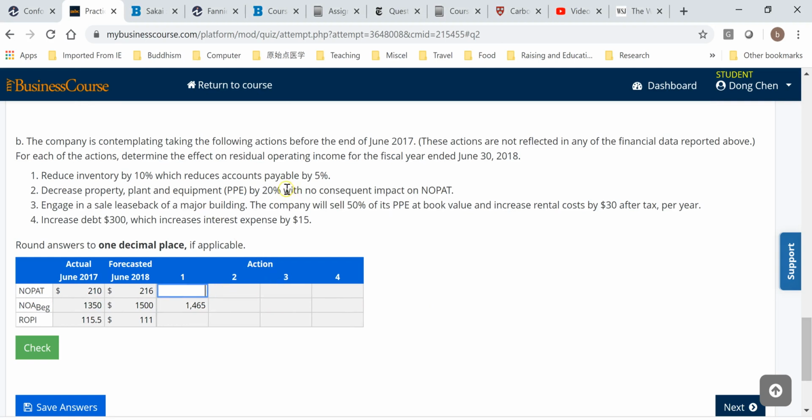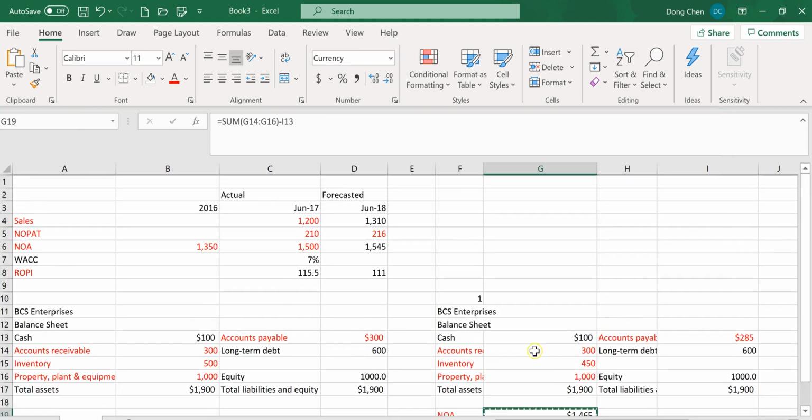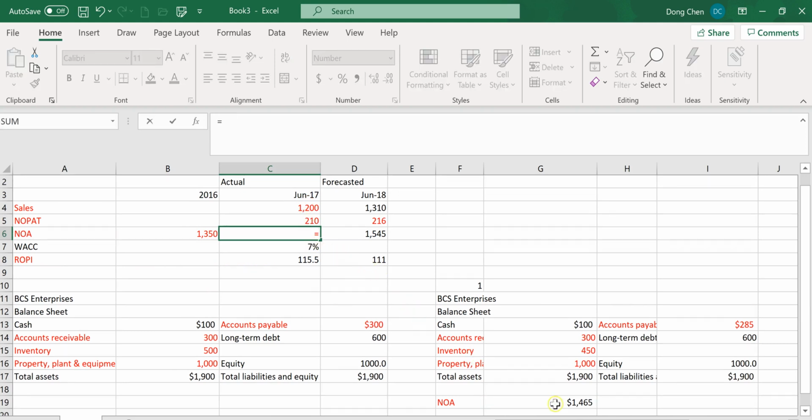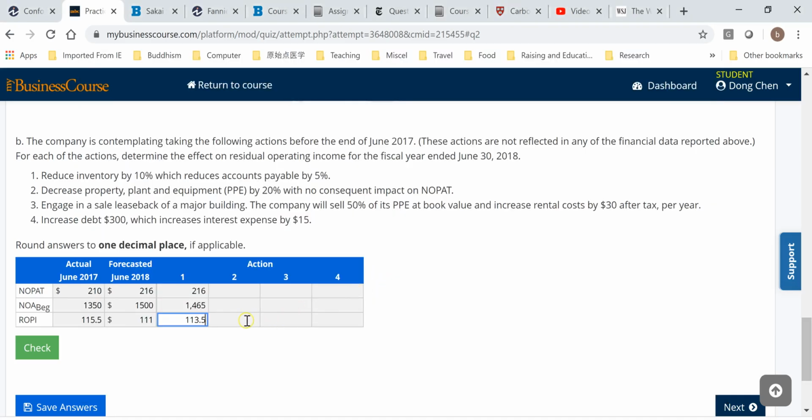But these actions shouldn't impact NOPAT, right? So we can just leave the same number as before, which is 216, and then ROPI. How do I calculate ROPI? I can calculate ROPI simply by changing the number here, because the only change we have so far is the change on the NOA balance at 2017. So I can just set this balance equal to the new number here. You can see that this number will automatically change to 113.5. So that is my new level for the ROPI. So we're done with action 1.